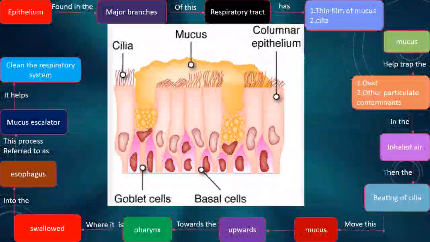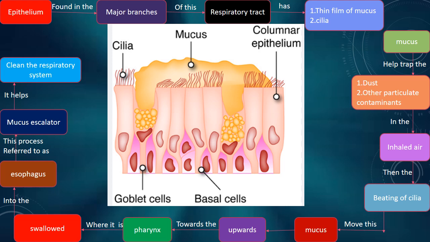The epithelium found in the major branches of this respiratory tract has a thin film of mucus and cilia. Mucus helps trap dust and other particulate contaminants in the inhaled air. Then, the beating of cilia moves this mucus upwards towards the pharynx, where it is swallowed into the esophagus. This process is referred to as the mucus escalator. It helps clean the respiratory system.